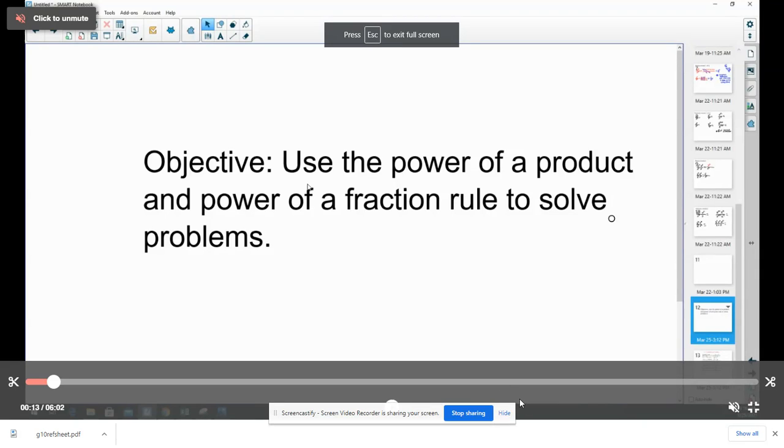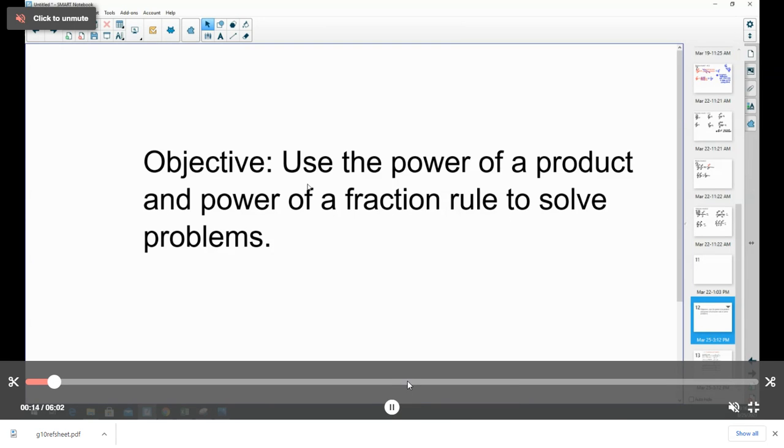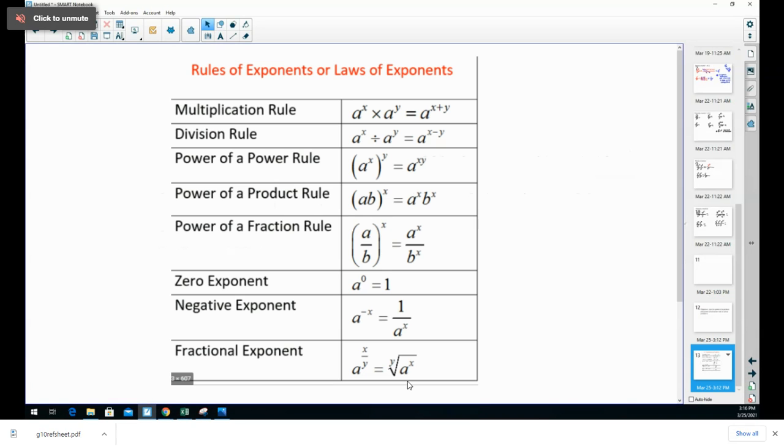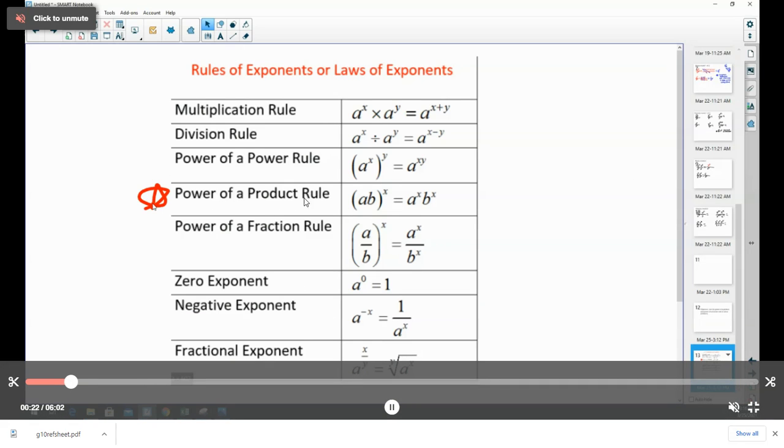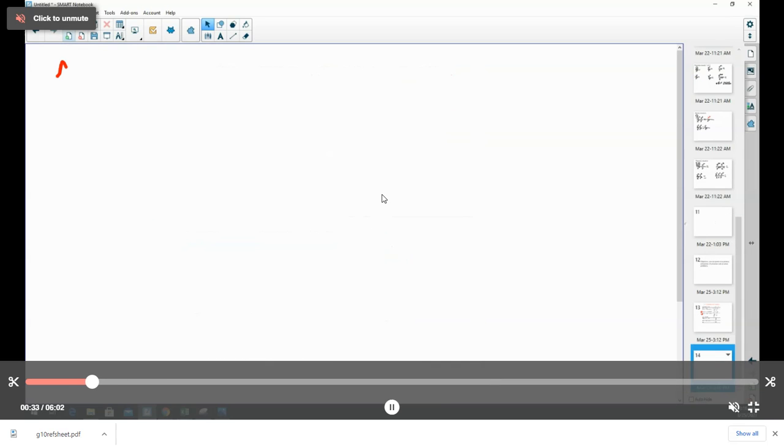Hello everyone. So today we're going to use the power of a product and the power of a fraction rule to solve problems. This is very similar to what we've done all week with exponents. So we have our power of a product rule, which just says, right, if these two are both in the parentheses, we multiply both of them. Same thing with a fraction. If we have a fraction, that exponent goes to both of them and gets multiplied.